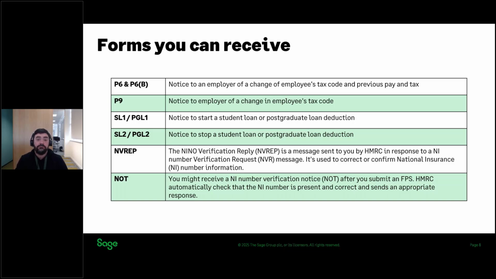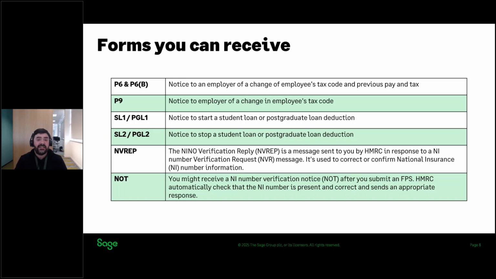You receive them at any point during the tax year, and the changes will be effective from the date on the notice. A P9 is also a tax coding notice, but these changes take effect at the start of a new tax year. So typically you'd receive these in February or March, and they would take effect from the 6th of April of the following tax year. So those ones would not contain any previous pay and tax because they are effective from the start of a new year.